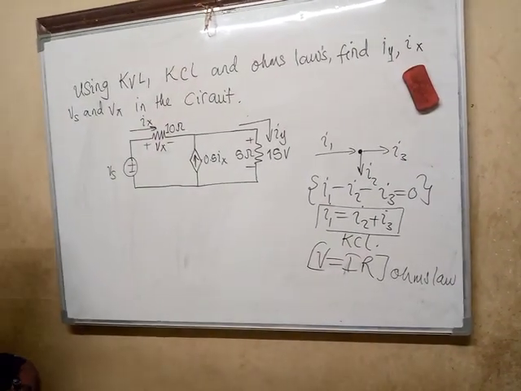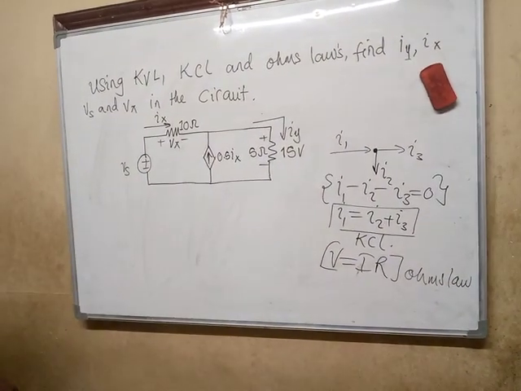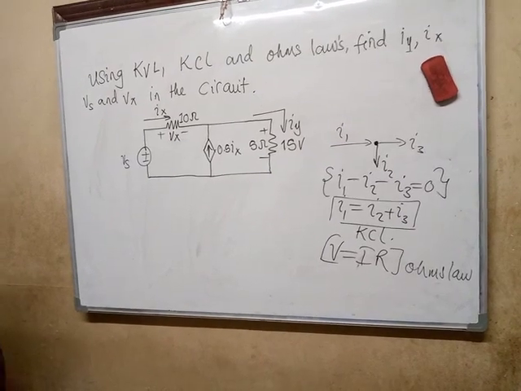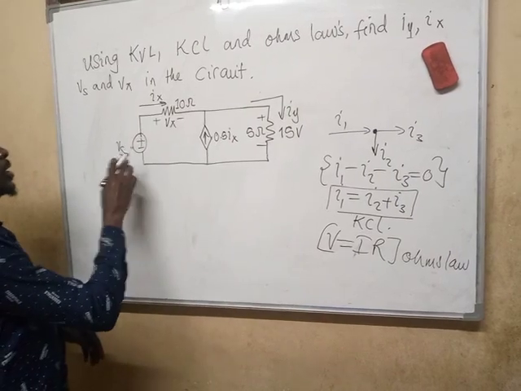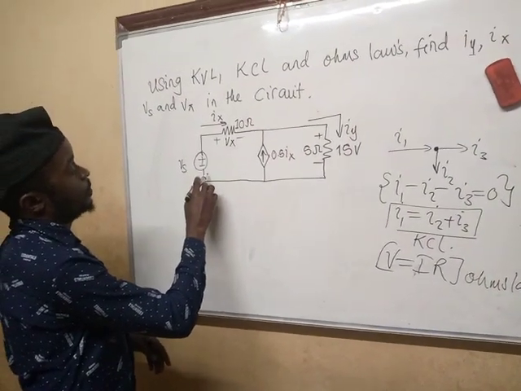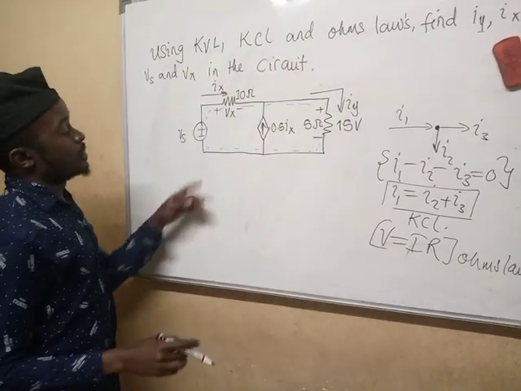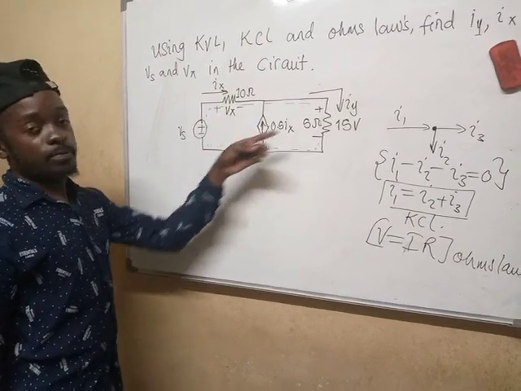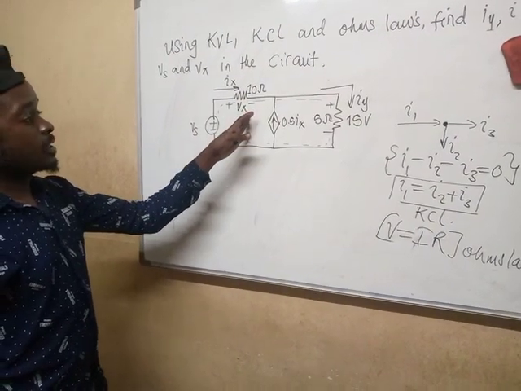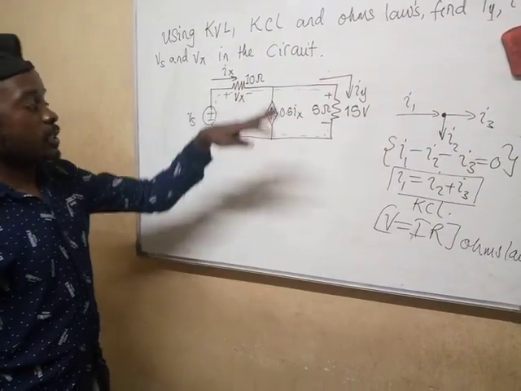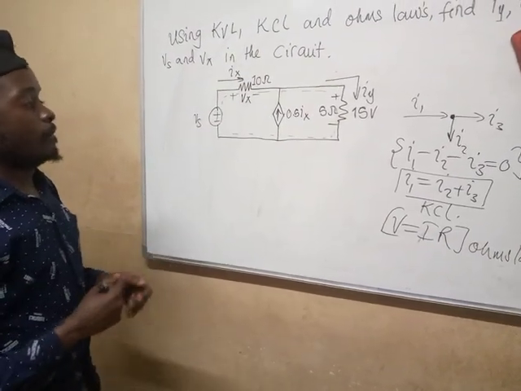Then KVL. With KVL, we are talking about the summation of the voltages across a loop. The voltages across a loop must be equal to 0. Take for instance, if we have this loop, the summation of the voltages in this loop must be equal to 0. So we are talking of Vs, Vx, 15 volts. It must be equal to 0 because we assume this is a complete loop.